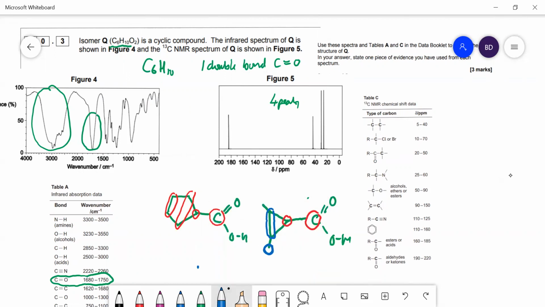That should be yellow, sorry. So do that in purple, that would be 4. So that's going to give us 4 peaks as well in the NMR spectrum. So it could be either of those. Let's just check the chemical shift values, see if there's anything obvious there. Well, this peak at very high, 180, that's due to that one there, because it's near to the electronegative oxygen.